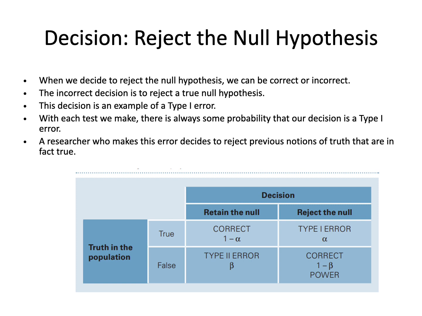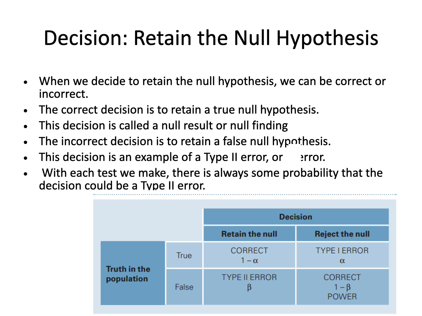Here a researcher who makes this error decides to reject the previous notion of the truth that is in fact true. Like it is defined, suppose the claim of the null hypothesis is true, but the researcher is rejecting that truth.